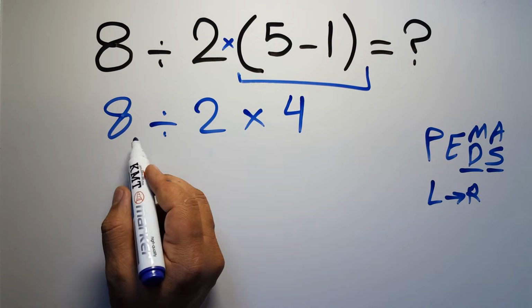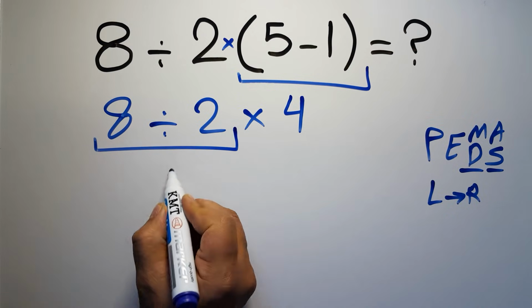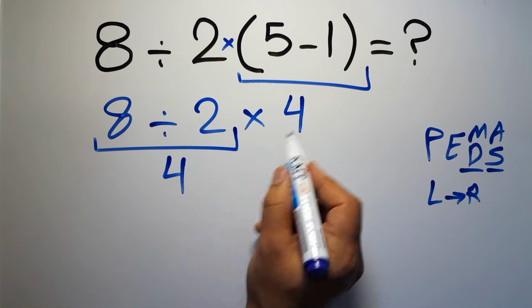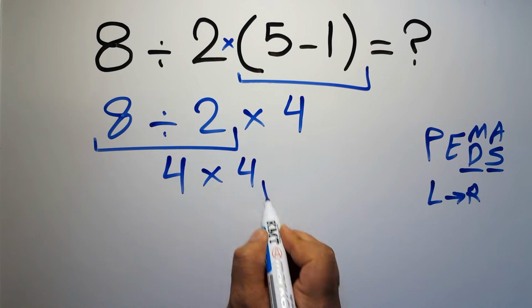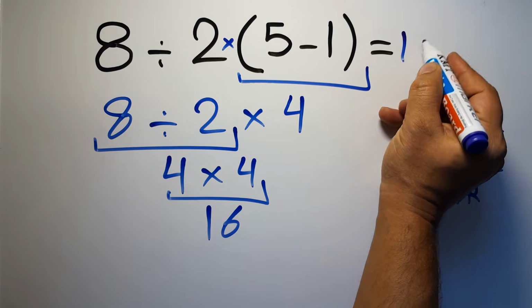So here first we have to do this division, 8 divided by 2, which equals 4. So 4 times 4 gives us 16. And this is our final answer to this problem. The correct answer is 16.